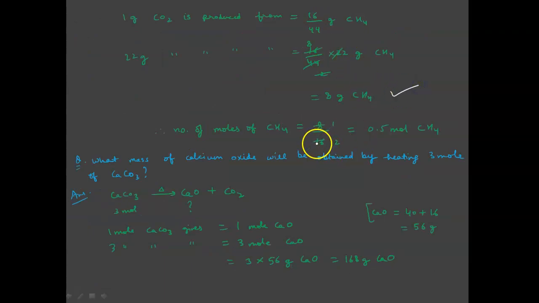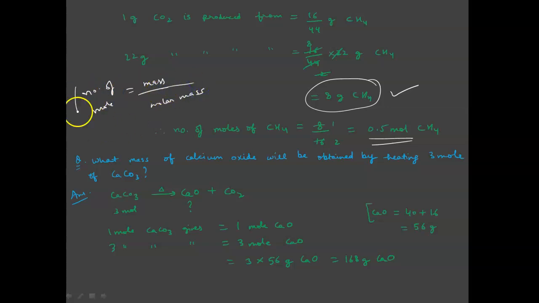Now we have to calculate the number of moles. So we have mass and this is the molecular mass 16. Then mole comes out to be 0.5 mole. This is number of moles. Formula is mass upon molar mass. Molar mass can be atomic mass or molecular mass based on the question.